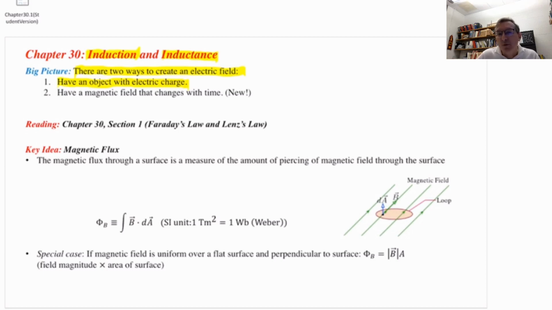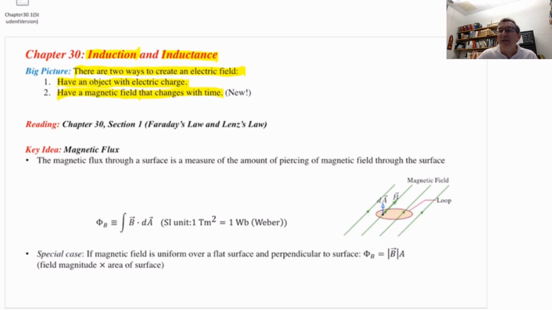Here comes the new way to create an electric field. Have a magnetic field that changes with time. Now, there's a little more to it than that, but that's my big picture description. Have a magnetic field that changes with time.